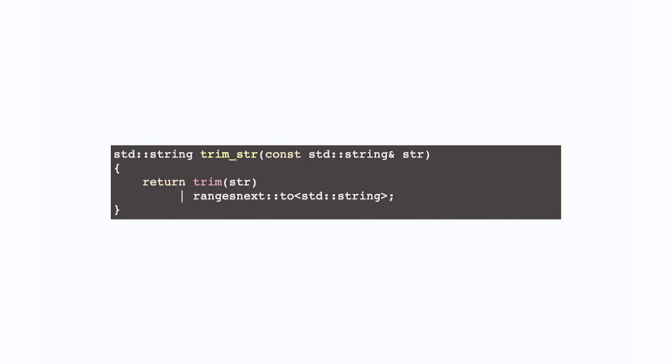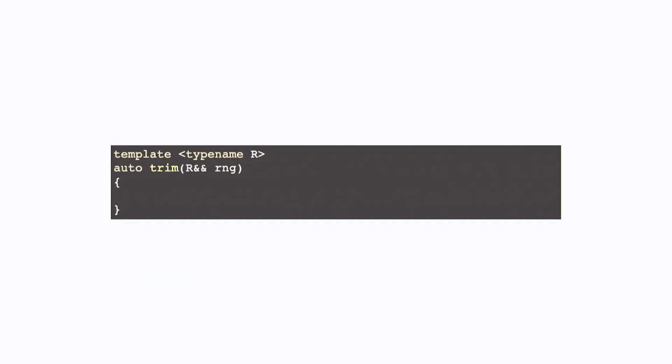So all right, we've done the easy bits. Let's do the hard bit. Let's write a trim function. So again, what we're going to do is take some arbitrary range, and we're going to trim white space from the front and from the back. Okay?